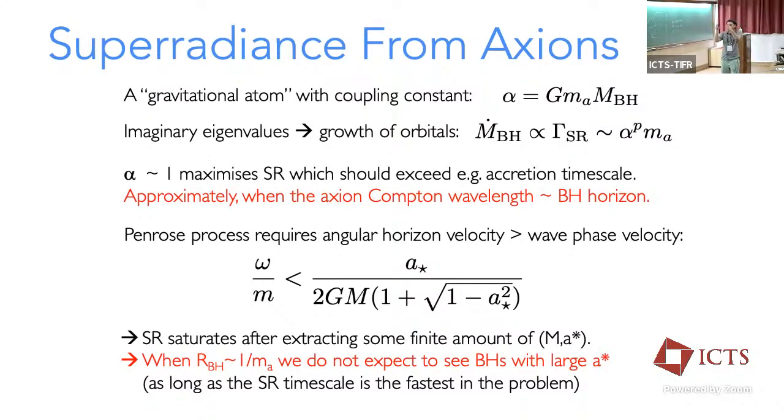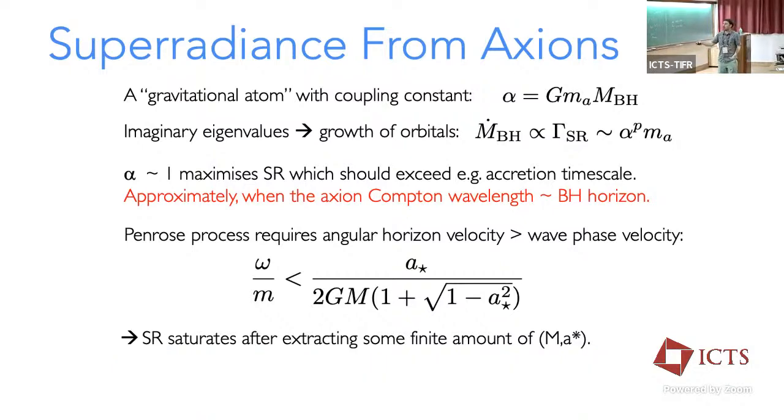However, when you extract spin from the black hole, the ergo region gets smaller. A Kerr black hole approaches a Schwarzschild black hole with no ergo region when you extract spin. When the ergo region gets too small, when the spin gets too small, the particle wavelength is no longer resonant with that region, so the process has to shut off.